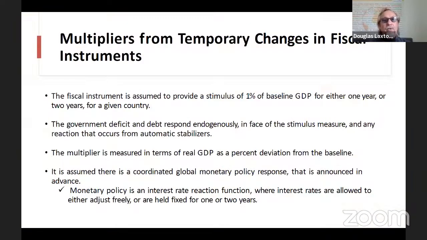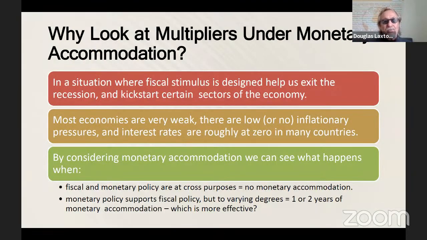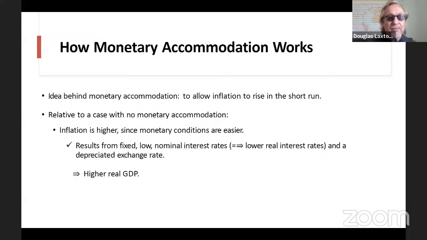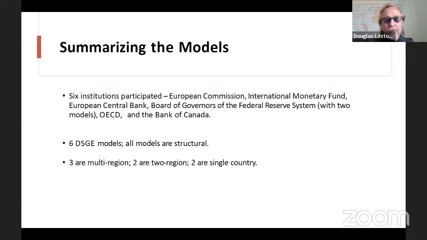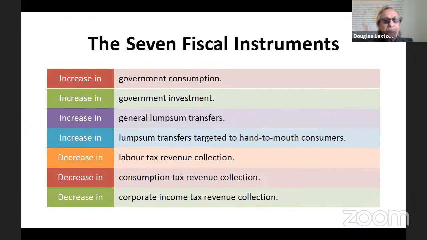So we looked at it. The size of the shock was basically 1% of GDP. Okay, so that was all standardized across the models, and we did either a 1 year fiscal expansion or a 2 year. So remember, 2009, it was 2 years, 9 and 10, and so you can ask, what are the effects of those fiscal expansions? And so, of course, it depends on the instrument that was used.